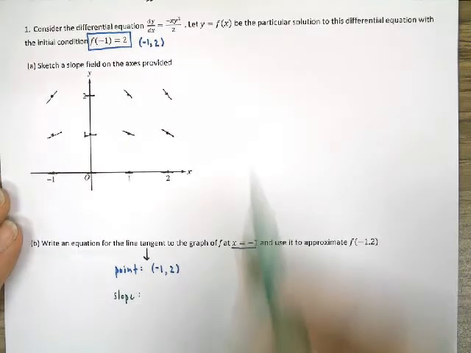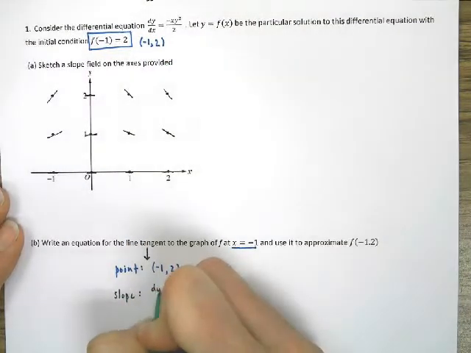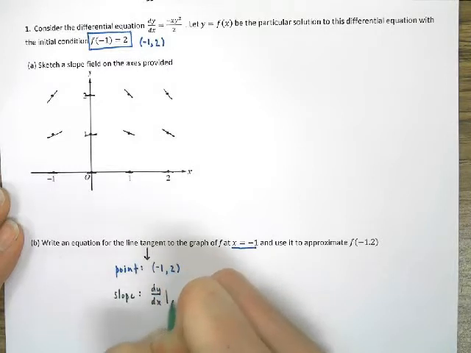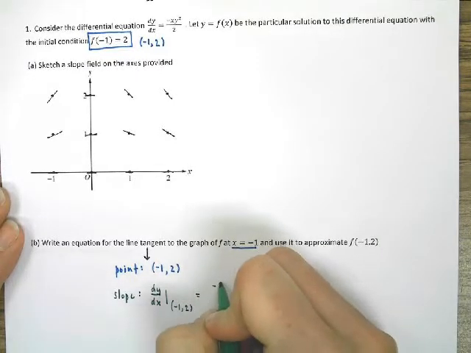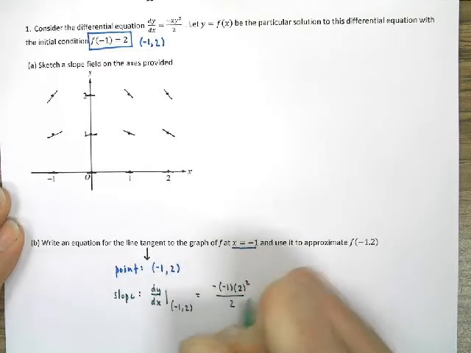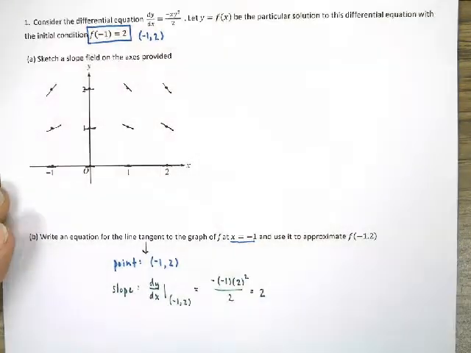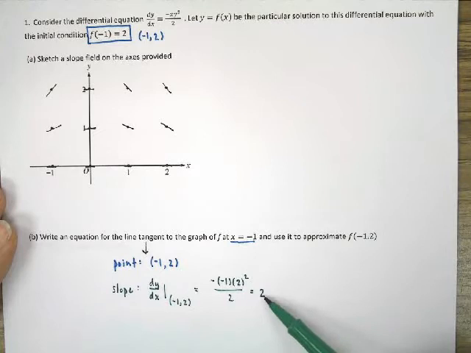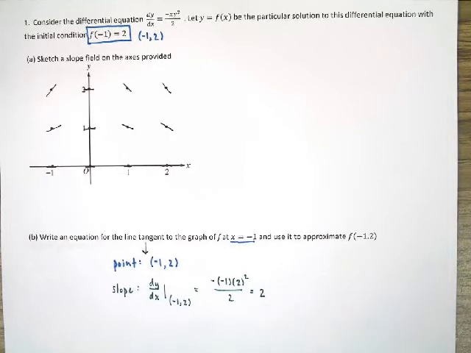To find my slope, I know the derivative, my dy/dx, is the slope of that tangent. So I'm going to evaluate it at the point (-1, 2). So now I've got the opposite of -1 times 2 squared all over 2. I'm going to have a +1 times 4 is 4 divided by 2, and that's equal to 2. Now I can do a quick check to make sure I haven't made any errors on my slope field, right? My slope's a +2, and if I look at (-1, 2), that matches with my positive slope here.